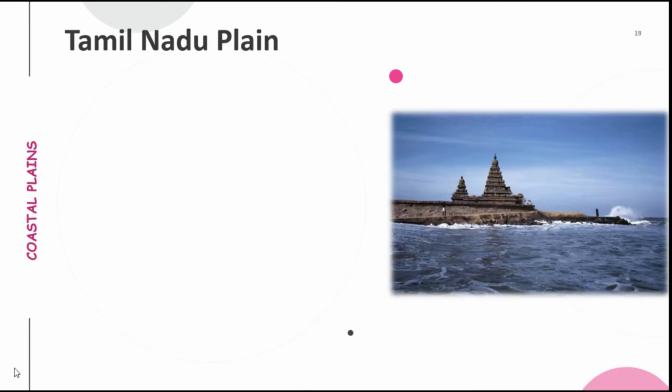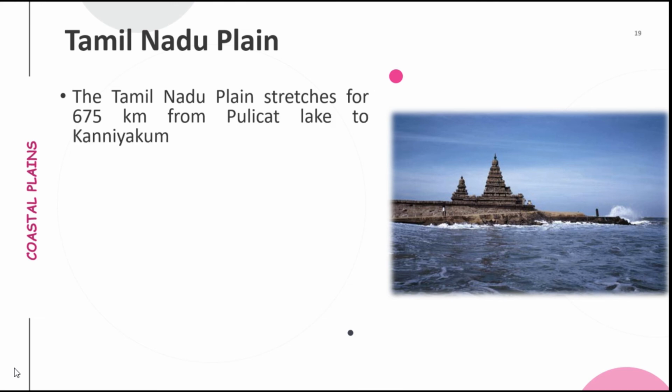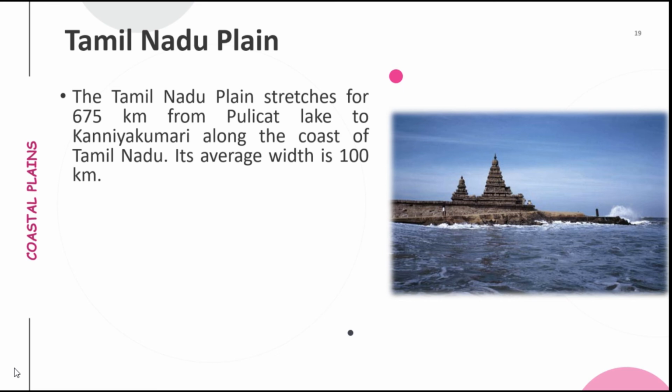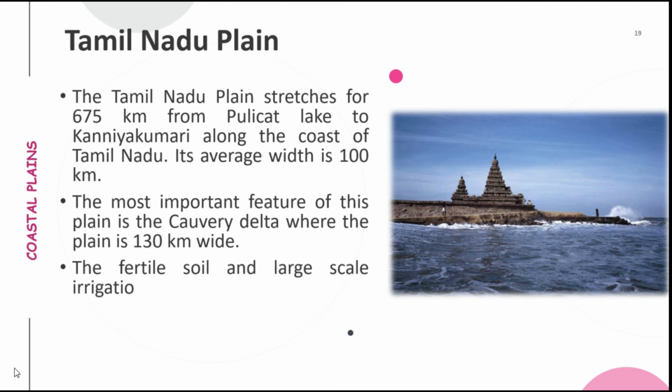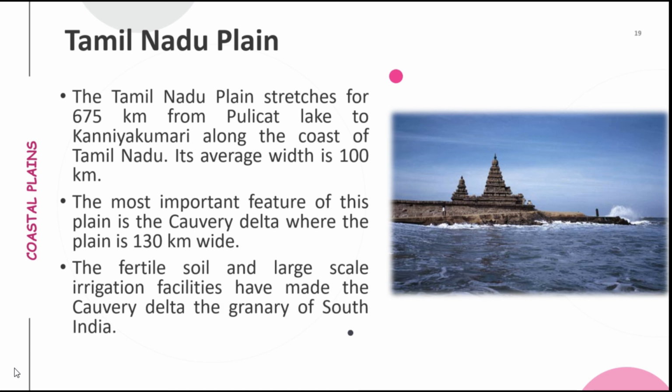The next one is the Tamil Nadu Plain, which is the southernmost division of the eastern coastal plain. It stretches for 675 km from Pulikat Lake to Kanyakumari along the coast of Tamil Nadu. Its average width is 100 km. The most important feature of this plain is the Kaveri Delta, where the plain is 130 km wide. The fertile soil and the large-scale irrigation facilities have made the Kaveri Delta the granary of South India.